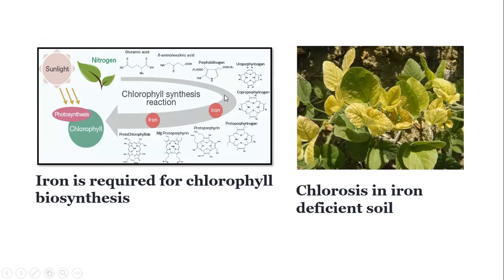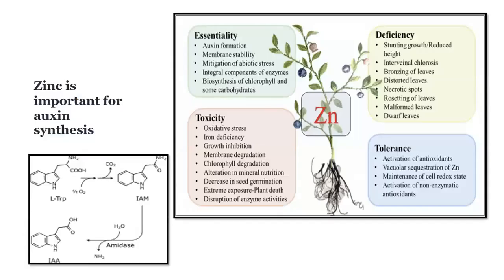You can see the biosynthetic pathway of chlorophyll. Nitrogen is used for chlorophyll synthesis, and in between the steps, iron is required. So iron is essential for chlorophyll biosynthesis. And moving on to the next mineral, which is zinc.